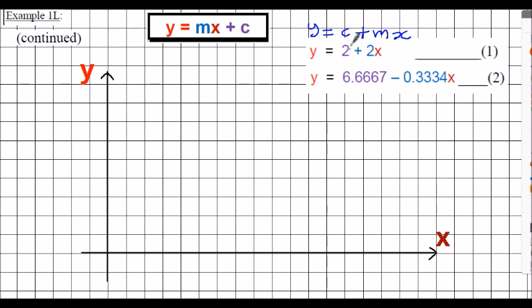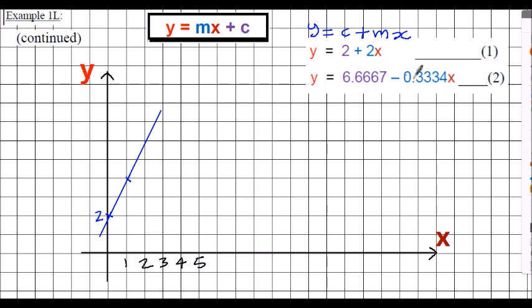and we know the c relates to the intercept. So on my graph here, the intercept is at 2, so I have a point here. And if the gradient is 2, that means we have a rise of 2 in a distance of 1. So this would be the distance of 1 and the rise of 2. So my first line I could sketch will be something like this. Reviewing equation 2, y is equal to 6.6 recurring, that's the intercept.